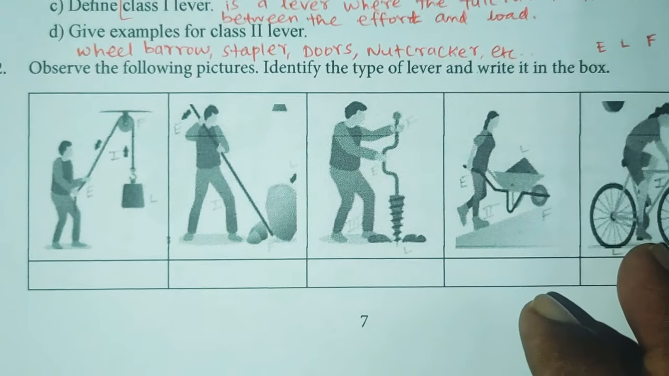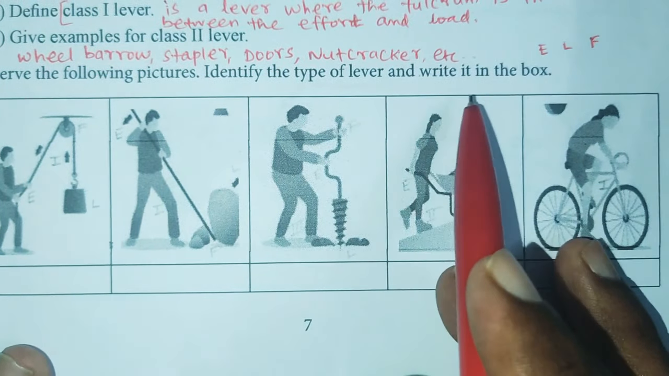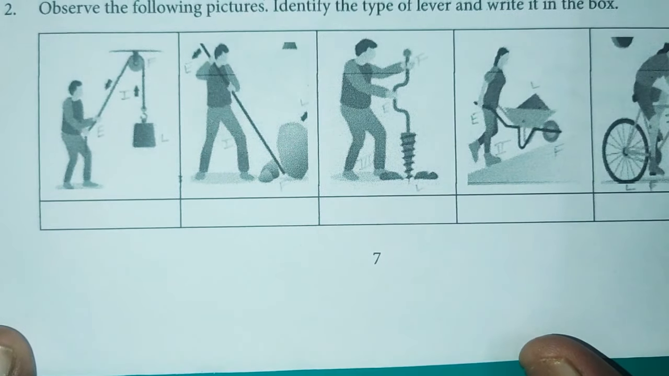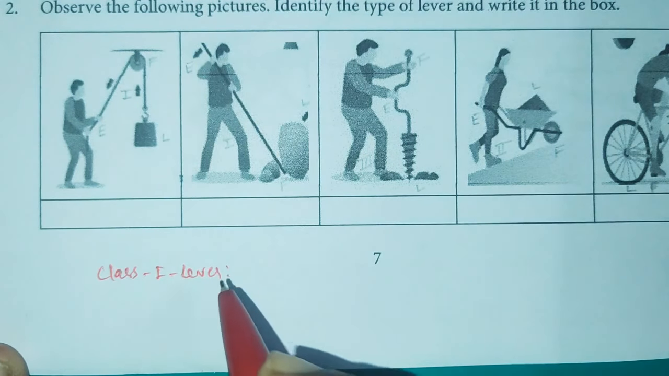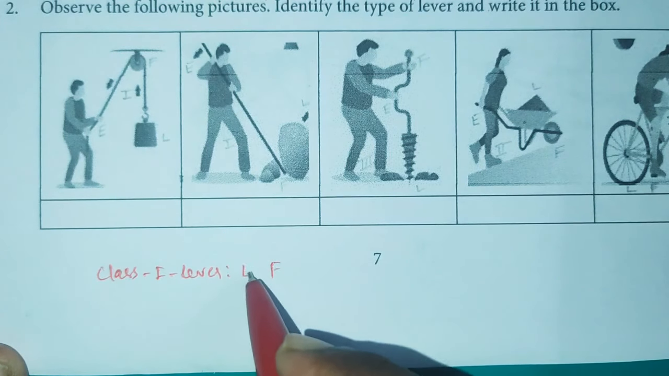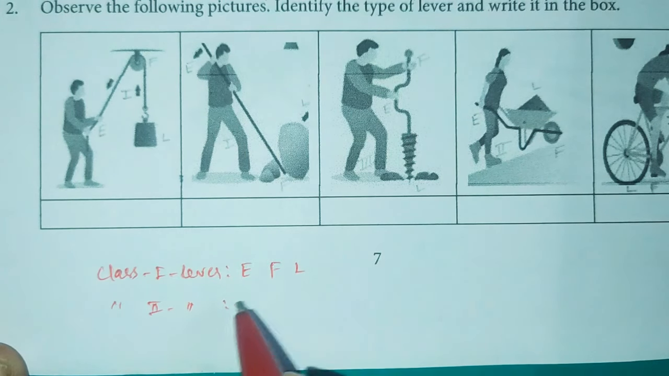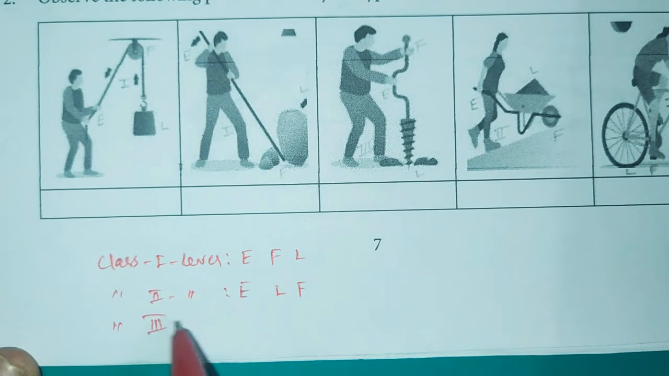Next, second one: observe the following pictures, identify the type of lever and write it in the box. So first we'll understand the class 1 lever, class 2 lever, class 3 lever. Class 1 lever, already we know, fulcrum between effort and load. Class 2 lever, load will be centered between the effort and fulcrum. Next, class 3 lever, effort between the fulcrum and load.